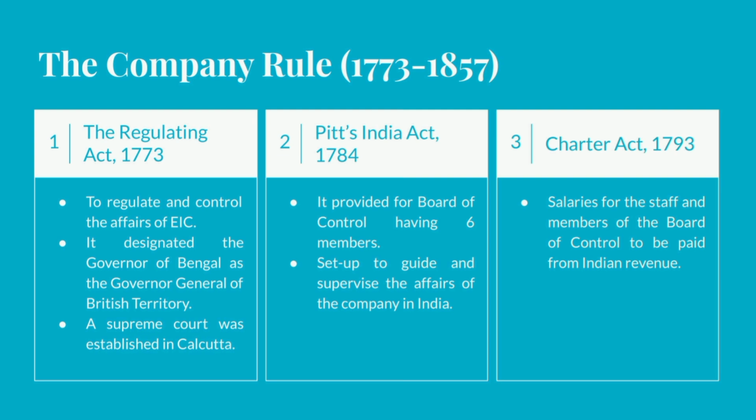The third one was the Charter Act of 1793. The main feature of this act was that salaries for the staff and members of the Board of Control were to be paid from Indian revenue, which means the salaries for the Board of Control members and other staff members will be paid through the Indian revenue which can be collected by the East India Company.